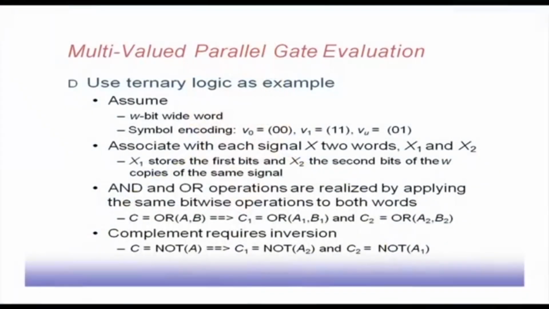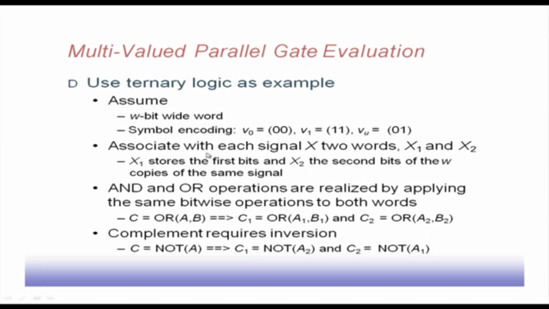For multi-valued logic also we can go for parallel gate evaluation. If we take ternary logic as an example, and assume that my computer has a W bit wide word. Suppose V0, V1 and V unknown are 0, 1 and unknown. These are the three symbols that we have in the ternary logic. Suppose their corresponding codings are 00, 11 and 01.